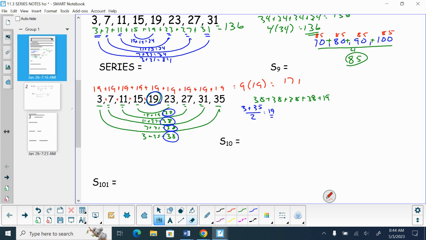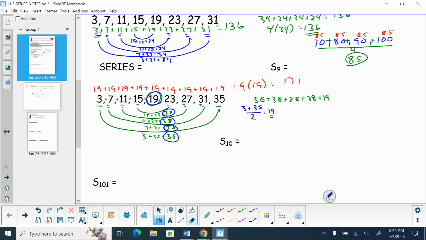But do I need to have all these middle numbers in there? Because if I take a look at this, my average of my first and last numbers is the same as the average of the second last number, the same as the average of the third last number, the same as the average of the fourth last number. So do I really have to do all of them?